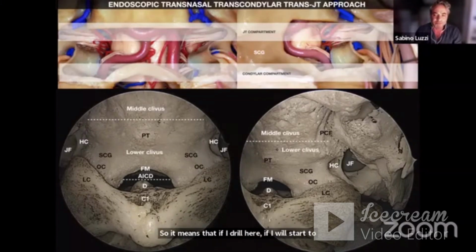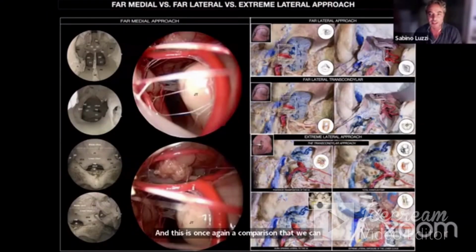And this is just to show you how, having clear in mind this bony landmark, a bony relationship, we can easily perform endonasal extended transnasal exposure of the so-called jugular tubercle compartment and condylar compartment here, according to the lesion that we have to treat. And this is once again a comparison that we can do between what we know very well, that is a far lateral approach, but we can do the same thing in a tailored way, exposing the jugular tubercle area and the anterior tip of the condylar area here, also in a far medial approach.